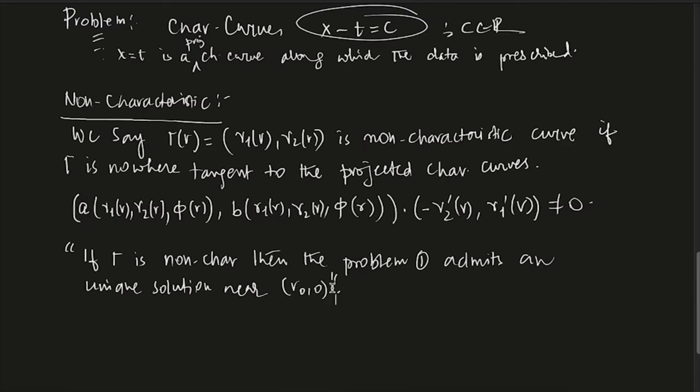Let's say that this is your data curve gamma, and that's the point r0, 0. So near the point r0, 0, you can actually find a unique solution for this problem, provided this gamma is non-characteristic. So this is the existence and uniqueness theorem. We'll do it properly later, but for now, keep it in mind. But please understand that the unique solution is near r0, 0, so basically in some neighborhood here.